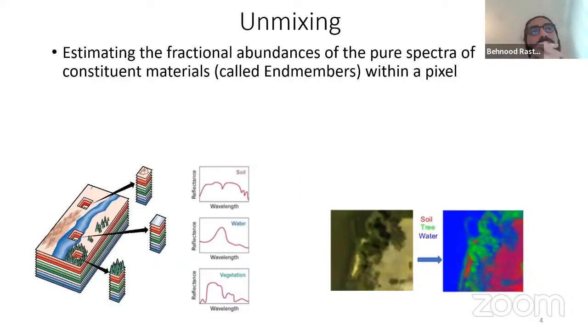We have two different scenarios: macroscopic scenarios and microscopic scenarios. In macroscopic scenarios, like remote sensing, the pixel can be a mixture of different materials, mainly because of the lower spatial resolution of the camera. For microscopic scenarios, usually because of the intimate mixture of the materials, every pixel can be a mixture of different materials. Unmixing is estimating the fractional abundances of the pure spectra of these materials, which we call endmembers, within a pixel. That's basically what unmixing is.